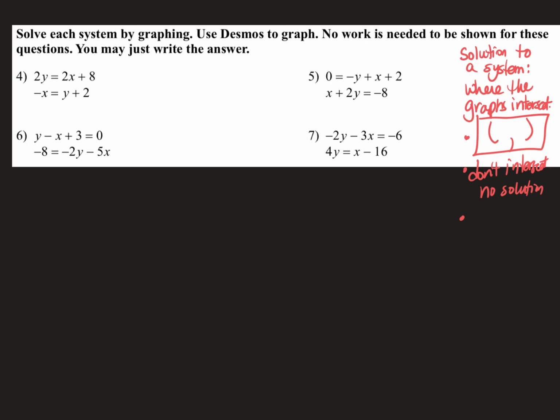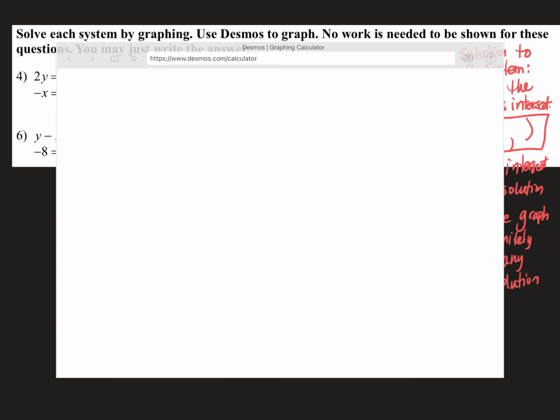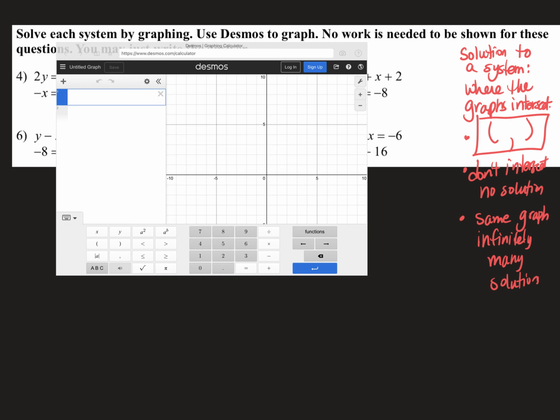If they do not intersect, then the answer is no solution. And if the graphs are the same, when you type in both equations, then that's when the answer would be infinitely many solutions. So that's what I'm about to write there. In Algebra 2, you will graph not just lines, these are all linear functions, but you actually graph quadratics with lines. And I'm pulling up Desmos here so that we can type these in.